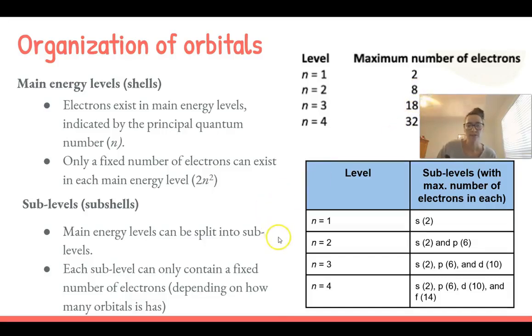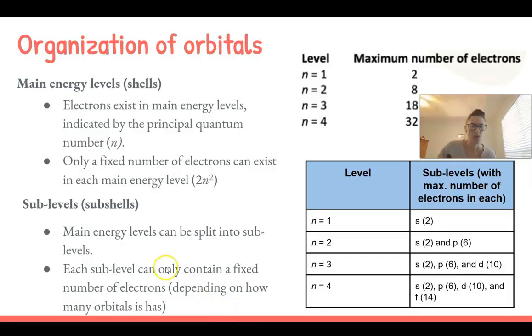However, those main energy levels are split into sublevels, which represent different shapes. There's S, P, D, and F. S sublevels consist of orbitals that are spherical in nature. P sublevels have orbitals that are in a dumbbell shape. D orbitals are like a flower shape, and I'll go over later what F orbitals look like.